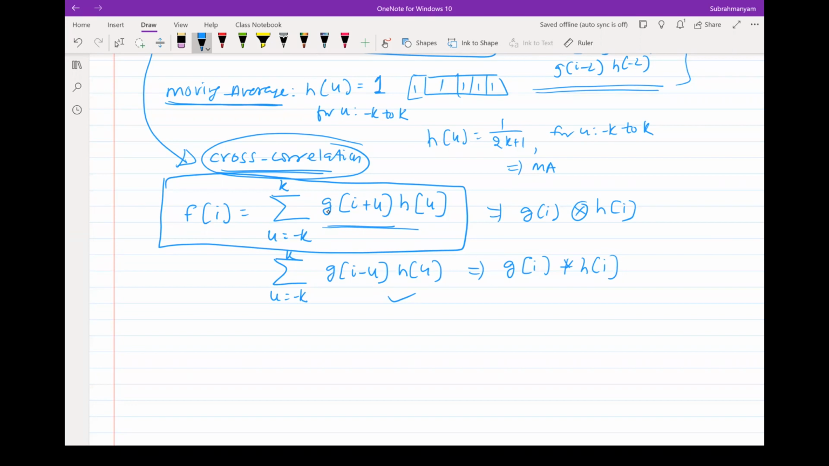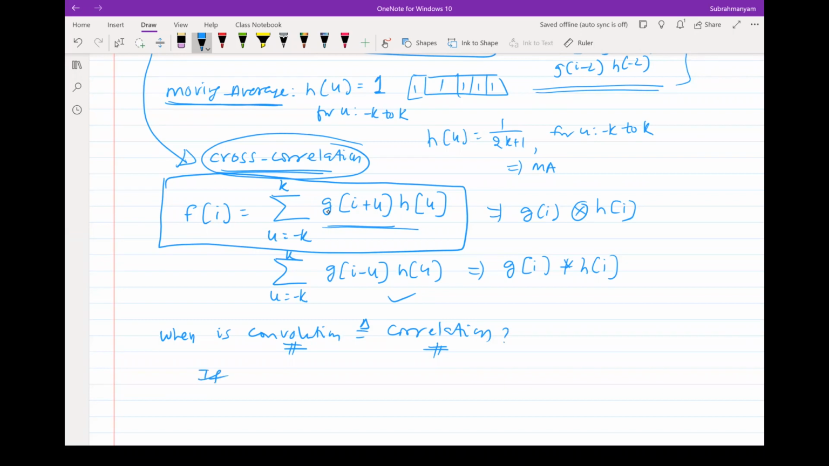Okay, so before that, tell me, when will convolution be the same as correlation? When is it that you will get the same result whether doing convolution or correlation? When is this going to happen? If h of u is symmetric. Very good.